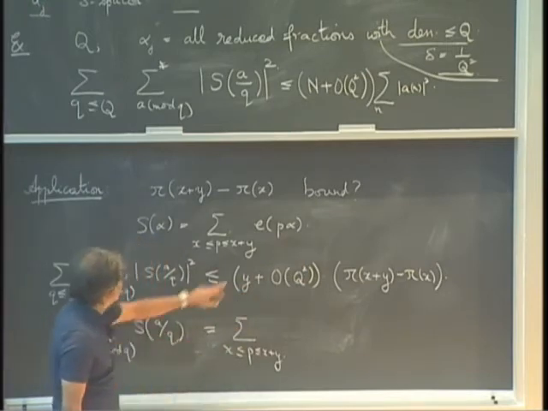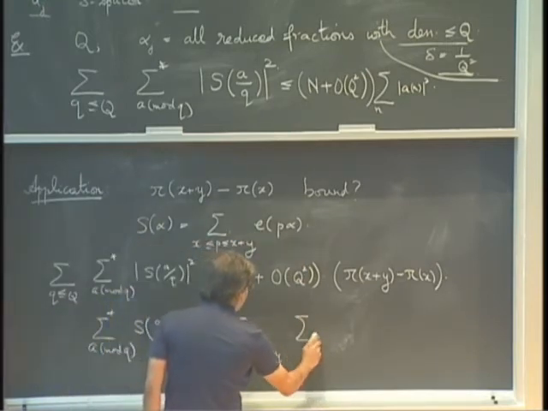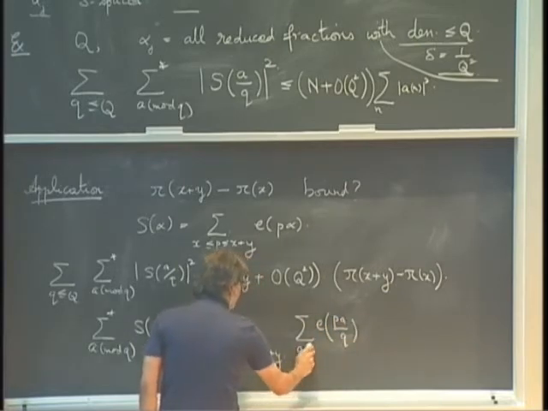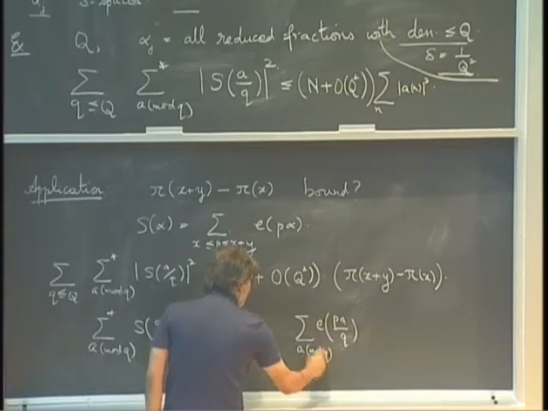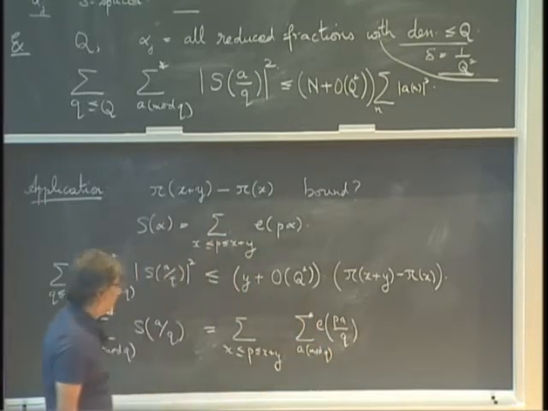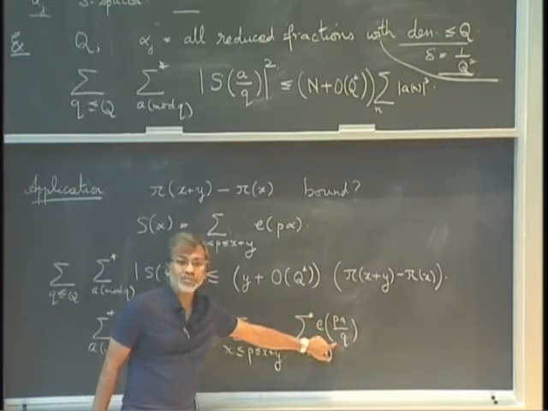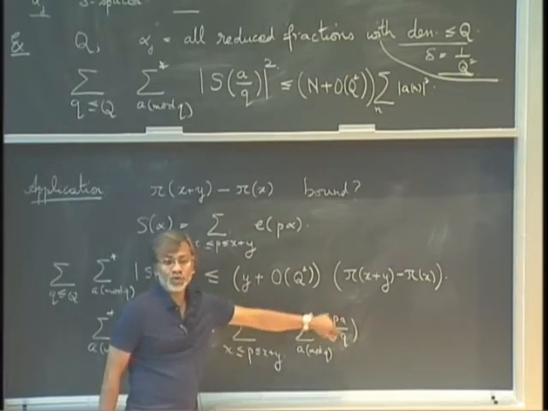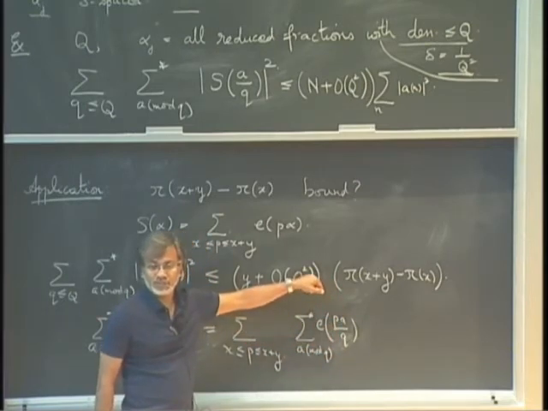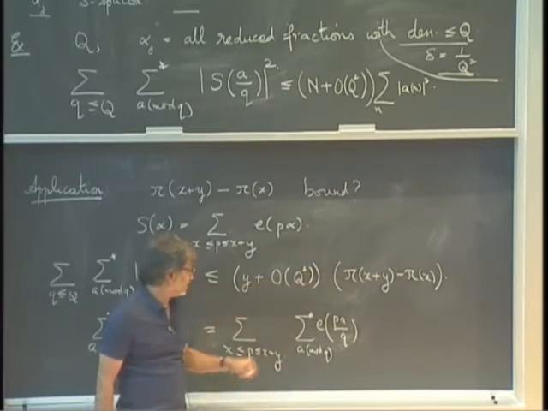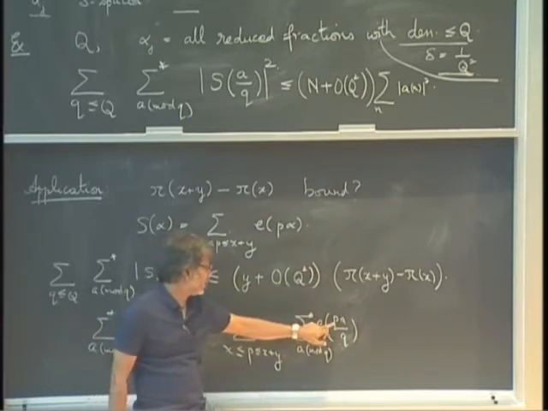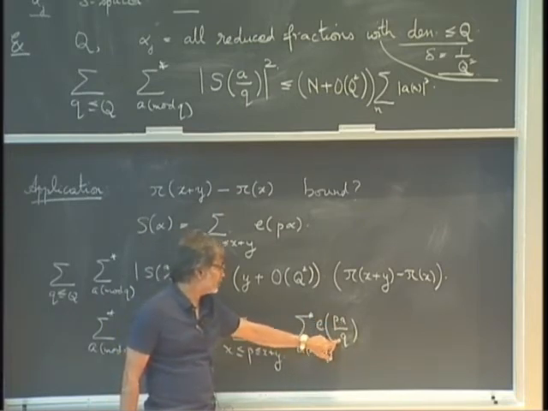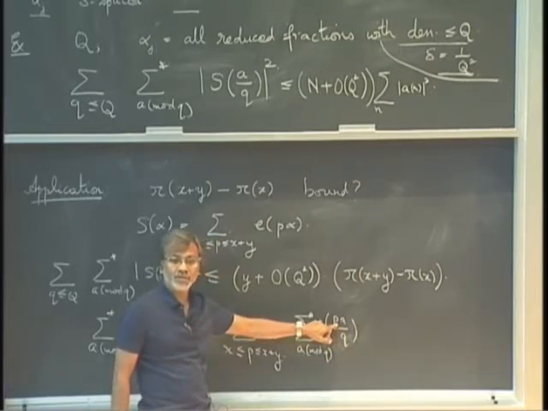Okay, so then if I sum this inner sum, E of pa over q, over all reduced fractions a mod q, since p is a prime, it's going to be co-prime to this number q. A is co-prime to the number q, so I'm summing over all the primitive qth roots of unity. And the sum over the primitive qth roots of unity is something called the Ramanujan sum. So this would be the Ramanujan sum to the modulus q of p, something like that.